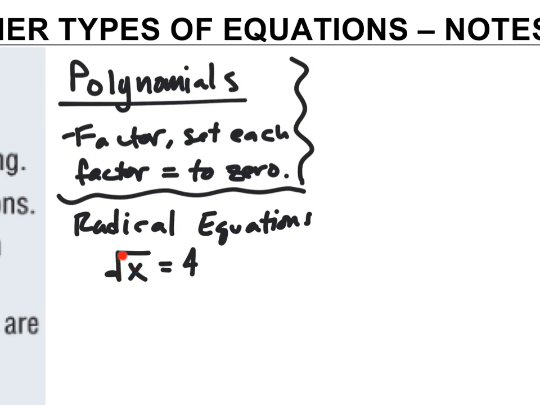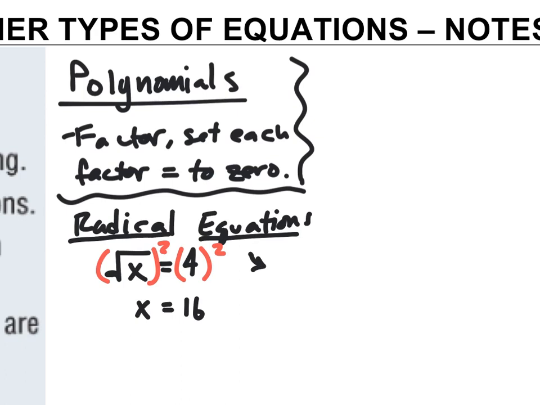The opposite of taking the square root is squaring something. Okay, so what we would do to solve this and get rid of our square root is we would square both sides, and we get x is equal to 16. Okay, so for a radical equation, the opposite operation is to square, okay?